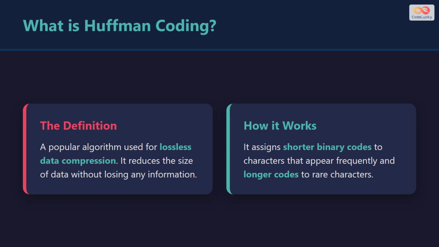First, let us define what it is. Huffman coding is a popular method used for lossless data compression. This means it reduces the size of a file without losing any of the original information. It works by assigning shorter binary codes to characters that appear frequently and longer codes to characters that are rare.